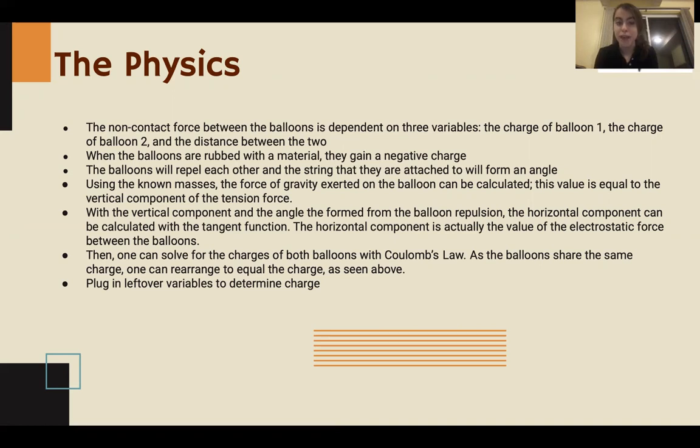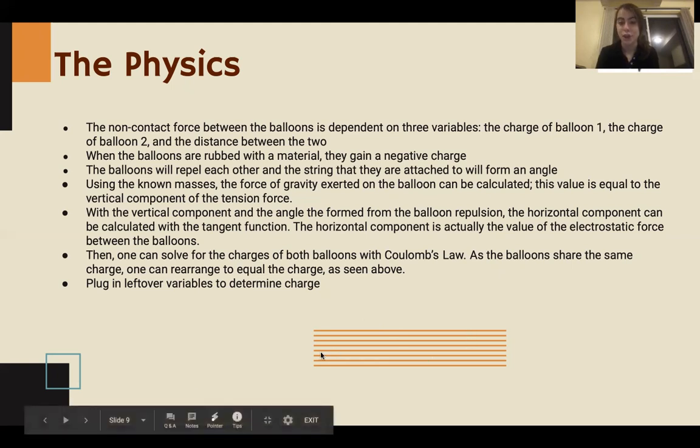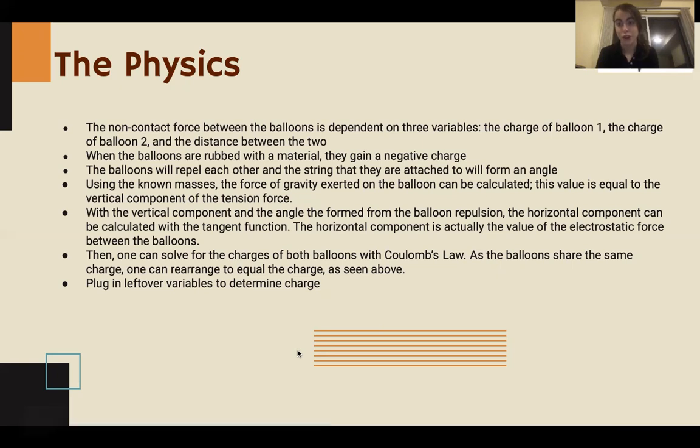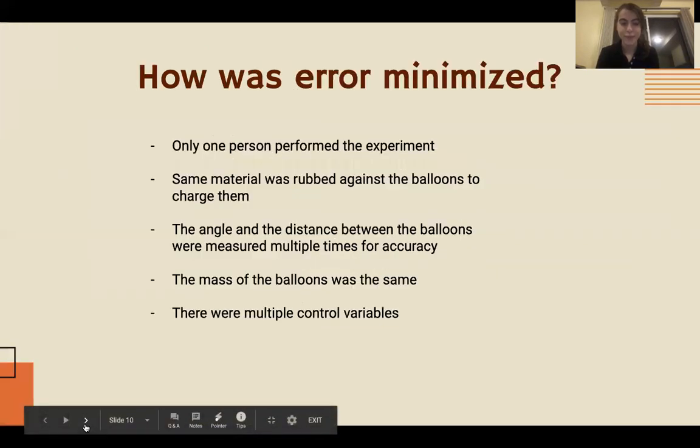Using our known masses, we can determine the force of gravity, and that value is equal to the vertical component of the tension force. We can also determine the horizontal component, and that is equal to the electrostatic force between the balloons. Then we can use Coulomb's law to solve for both of those charges. Since the balloons share the same charge, we can rearrange it to equal the charge and determine the charge of both balloons.